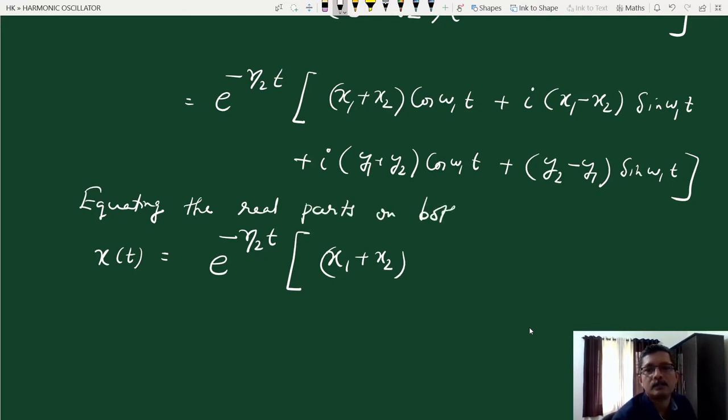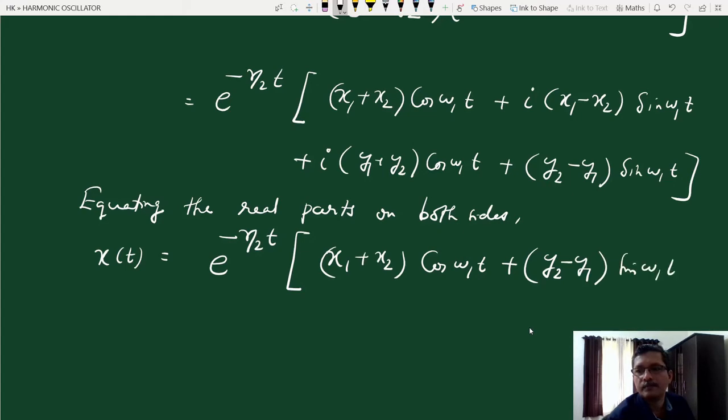On both sides, x1 plus x2 cos omega 1t plus y2 minus y1 sin omega 1t. This is what we will get.